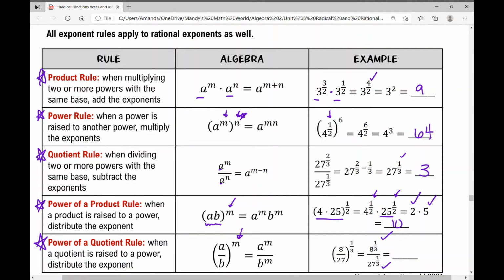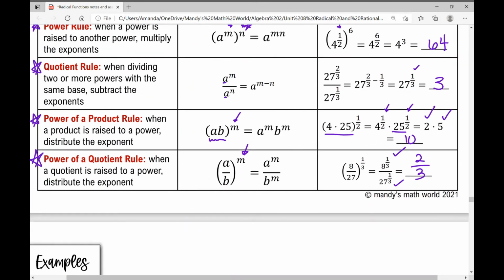And that's easier for my brain to think about. So anything raised to the power of 1/3, I'm taking the cube root of it. When you work with these numbers enough, you start memorizing your perfect squares and your perfect cubes. So I know that 8 and 27 are perfect cubes. The cube root of 8 is 2, and the cube root of 27 is 3. So 2/3 is your answer.